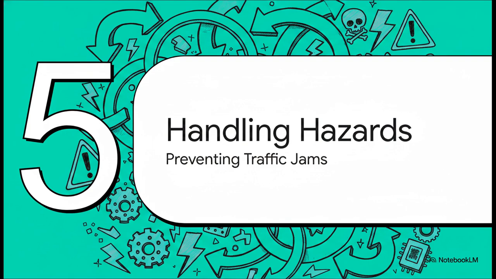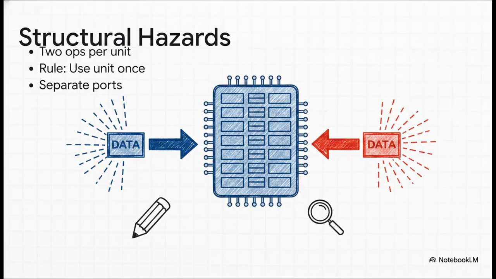Of course, overlapping instructions can create traffic jams, which are known in computer science as hazards. If 2 instructions try to use the same piece of hardware at the same time, the whole pipeline could crash. To prevent structural hazards or physical clashes, the pipeline design strictly requires each functional unit to be used only once per instruction. But, what happens when an old instruction is trying to write back to the register file, while a brand new instruction is trying to decode and read from that same register file? To solve this, architects physically separated the read and write ports on the register file.